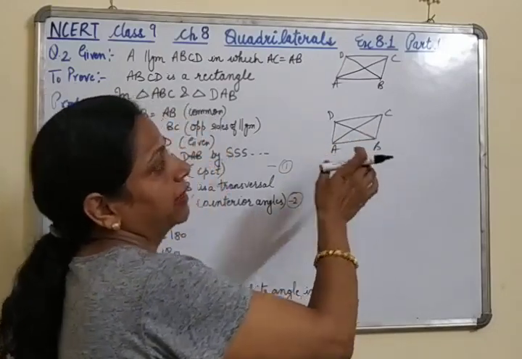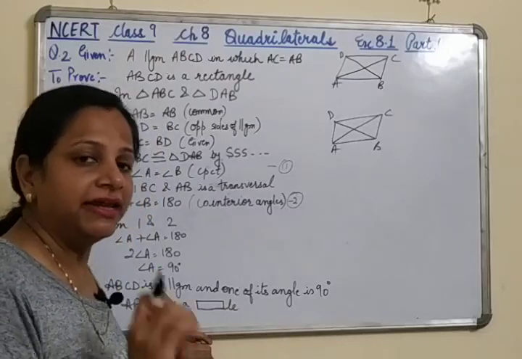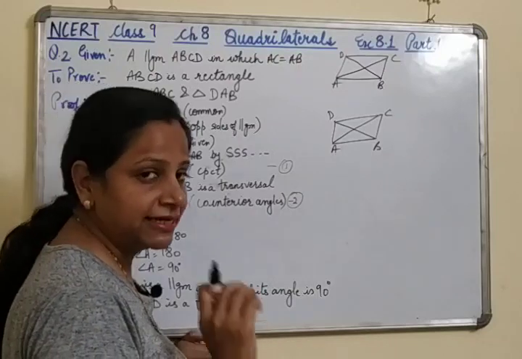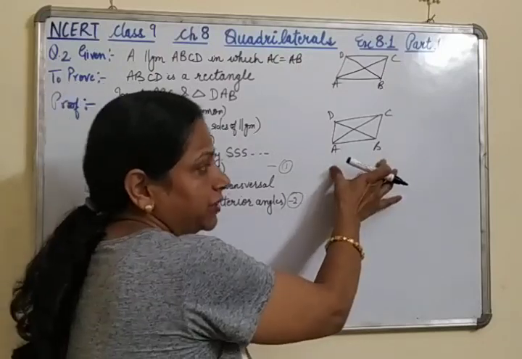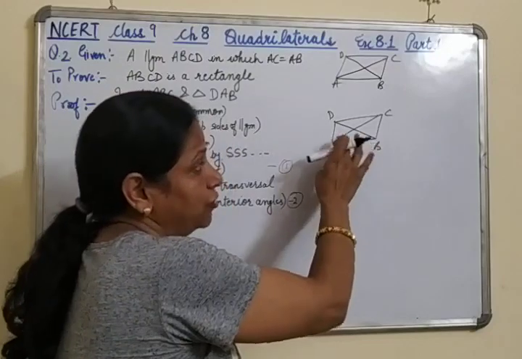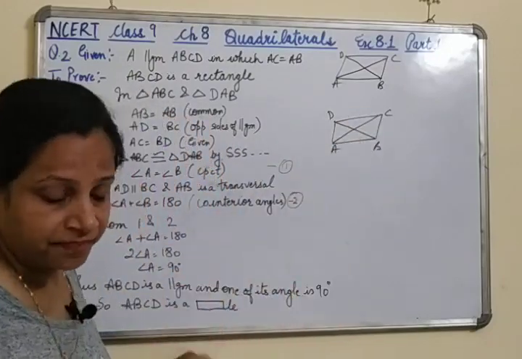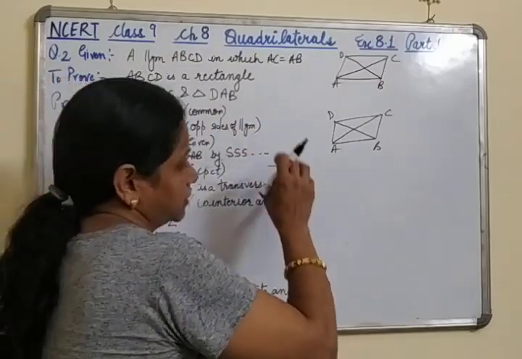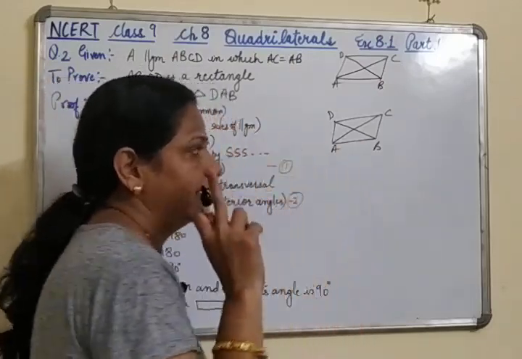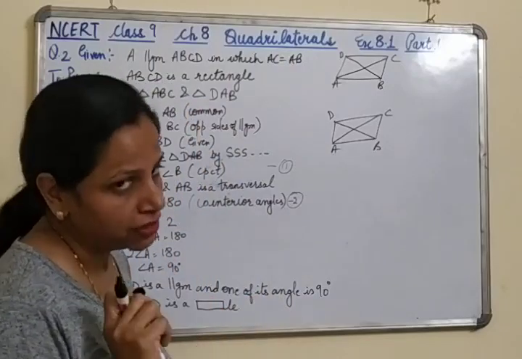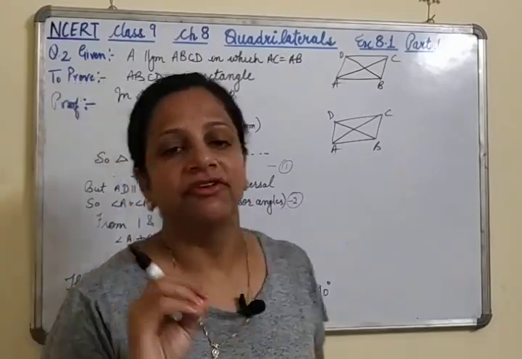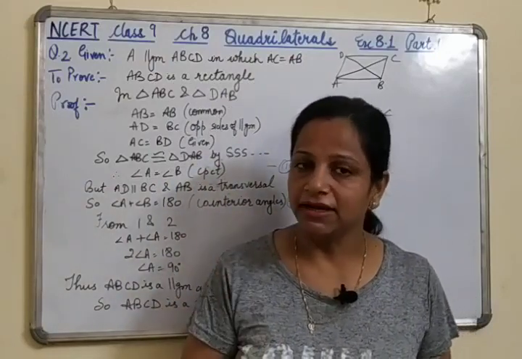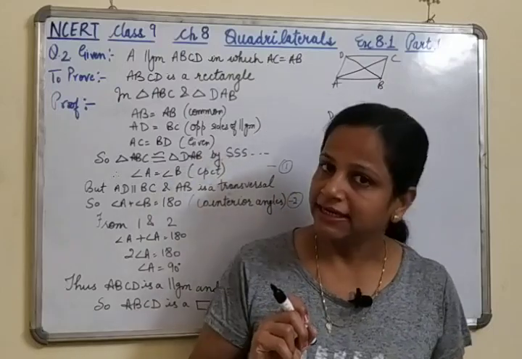So any parallelogram will be a rectangle when each of the four angles is 90 degrees, right? A parallelogram will be a rectangle if any one angle is 90 degrees. So now we start with it. The main motive of this question is that we have to take any one angle and prove it equals 90 degrees, because not every parallelogram is a rectangle, but it can be a rectangle if any one angle is 90 degrees.